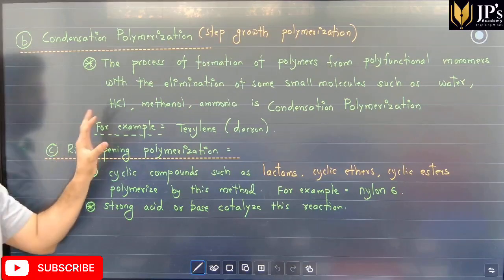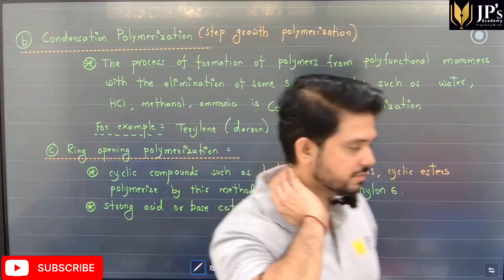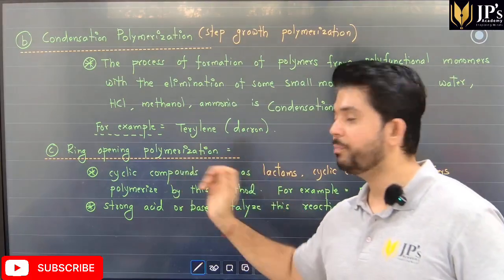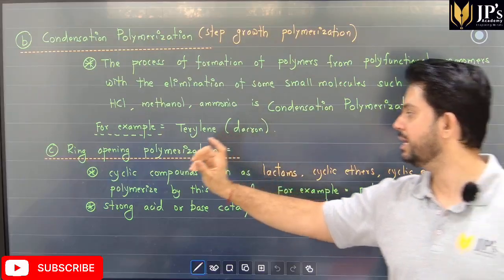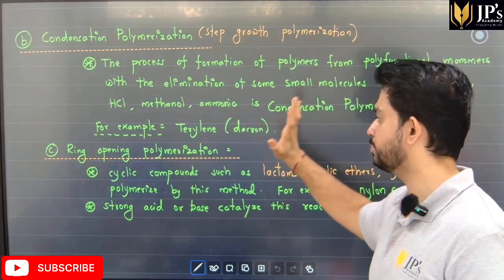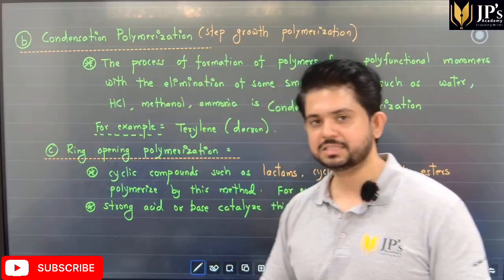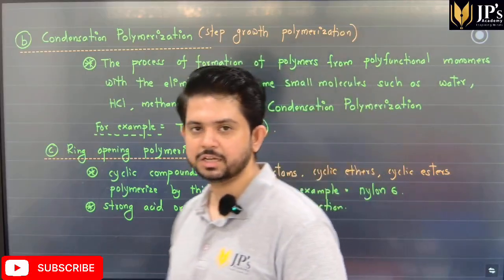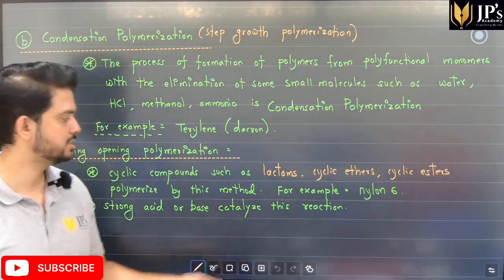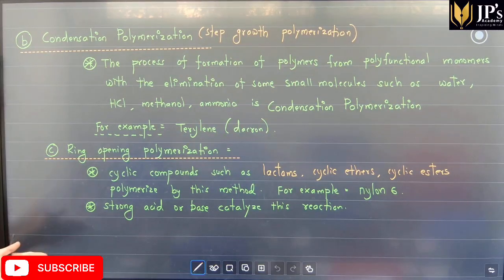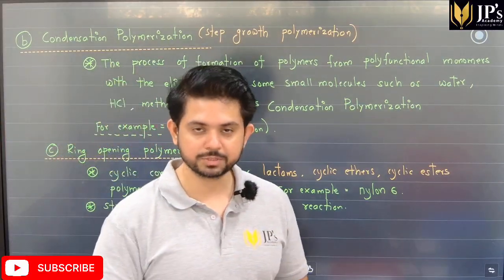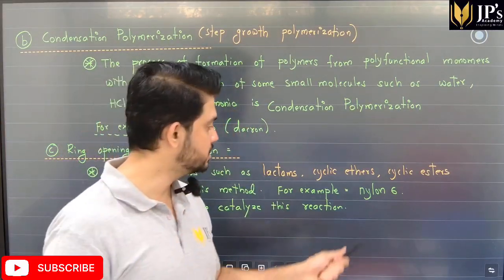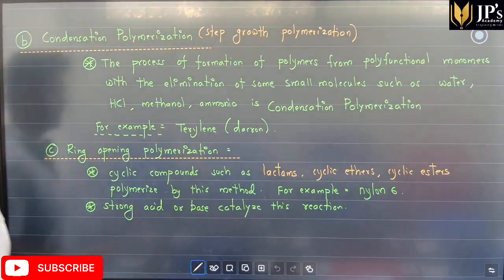Similar to condensation polymerization, which is step growth polymerization, we have something called ring opening polymerization. Students, both are step growth polymerization, but in ring opening, as the name suggests, you may have cyclic ethers, cyclic esters, lactams. You open the ring and then polymerize. That's called ring opening polymerization. We're going to study ring opening of epsilon caprolactam, which produces the polymer nylon 6.